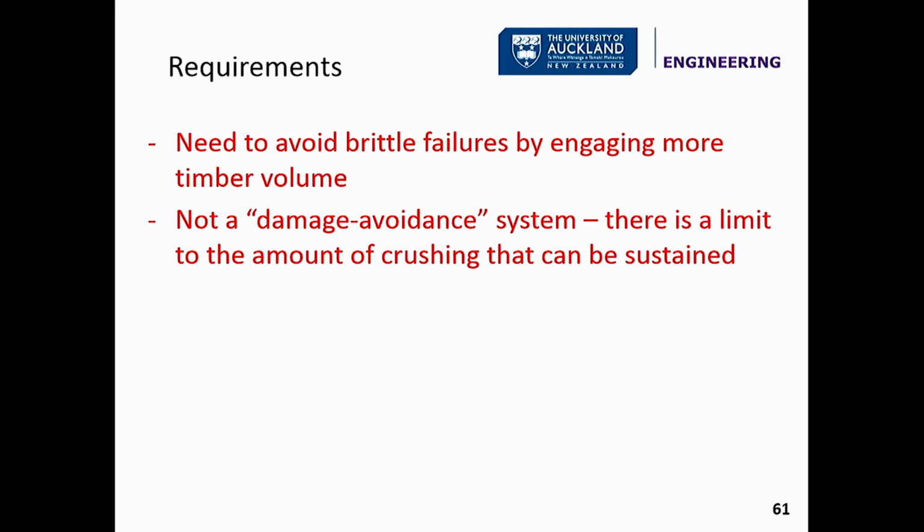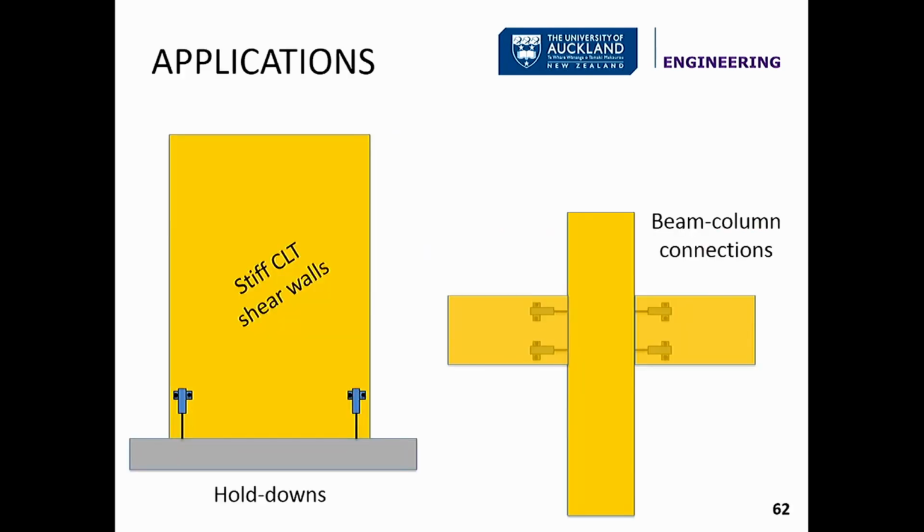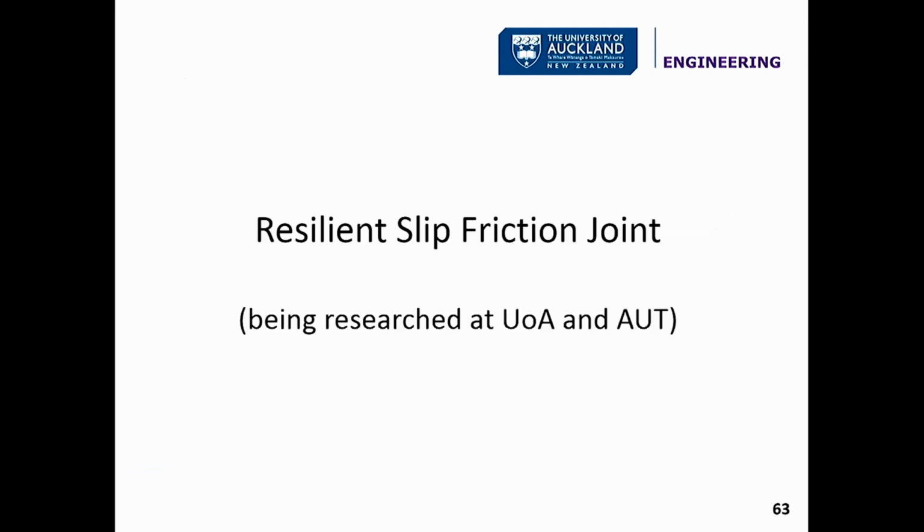So following an earthquake and its aftershocks, you probably have to go back and fill up the gaps again, reposition the structure or the connection back to its original position. So it's not perfect per se for timber, but it's very close. Some of the applications are CLT shear walls, or eventually beam-column connections, where you'd be able to develop enough crushing to develop your moment connection.